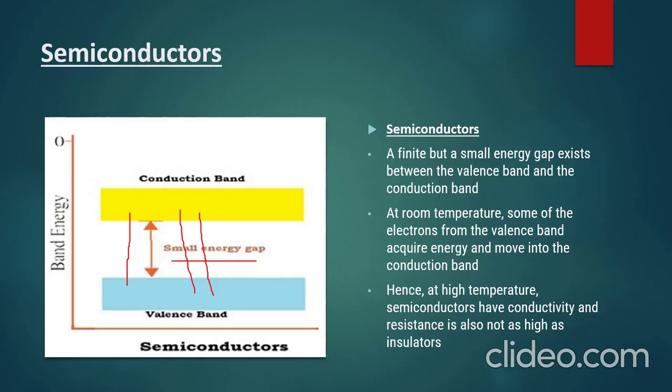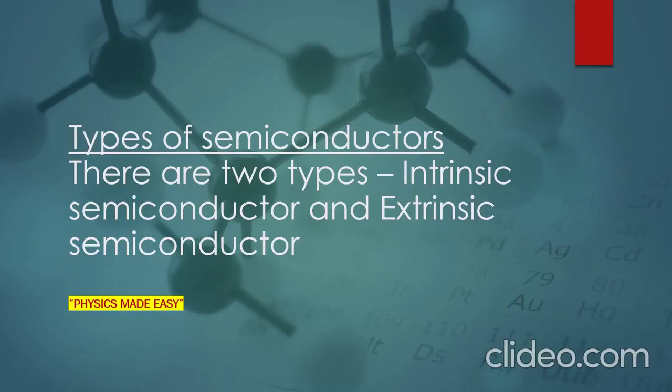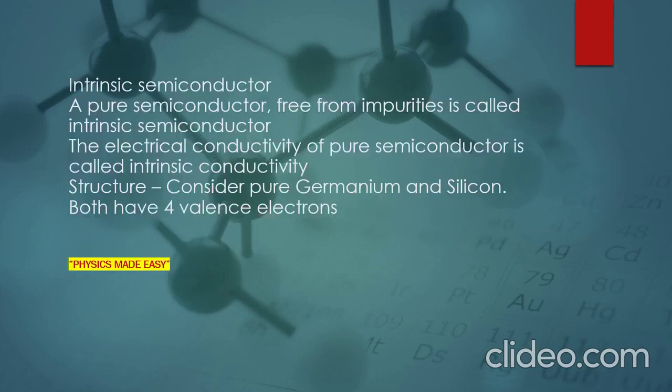Their resistance is also not as high as an insulator, so they lie intermediate between the conductors and insulators. There are two types of semiconductors: intrinsic semiconductors and extrinsic semiconductors. The intrinsic semiconductor is a pure semiconductor free from impurities. It has low conductivity, known as intrinsic conductivity. We can consider the example of pure germanium and silicon.